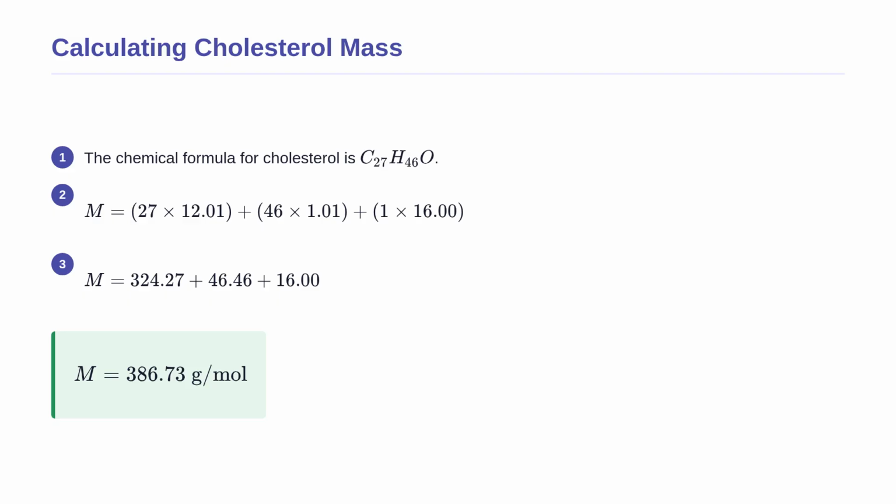Next, we calculate the intermediate mass contributed by each specific element. Finally, adding these together gives us our final answer of 386.73 grams per mole. This relatively high molecular weight physically confirms why cholesterol is such a large, bulky, and highly hydrophobic molecule.